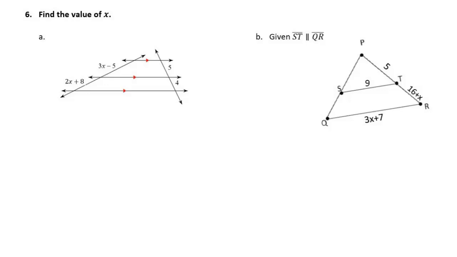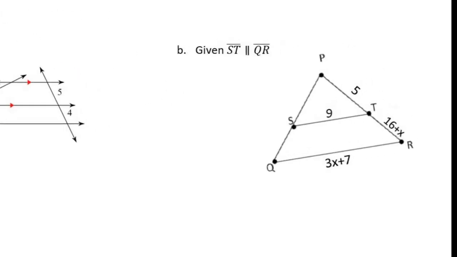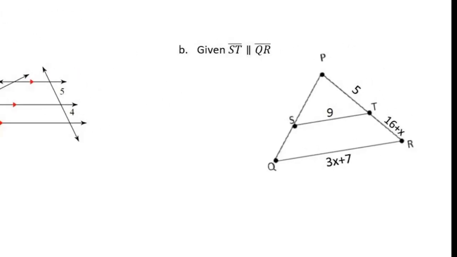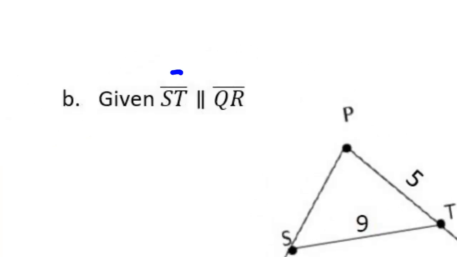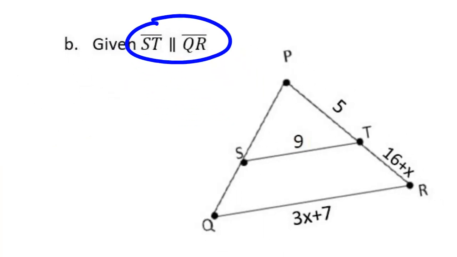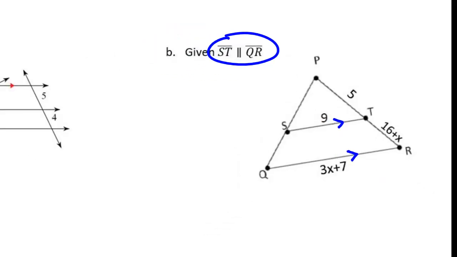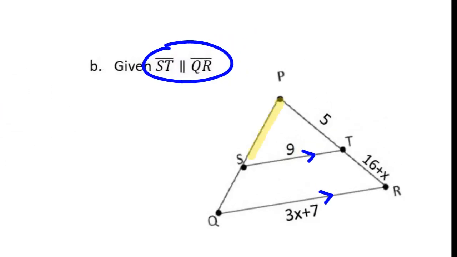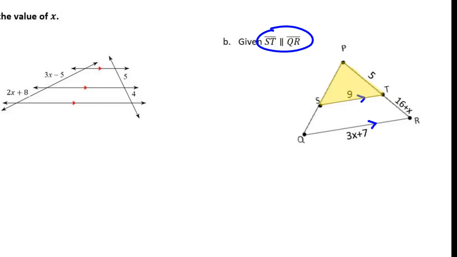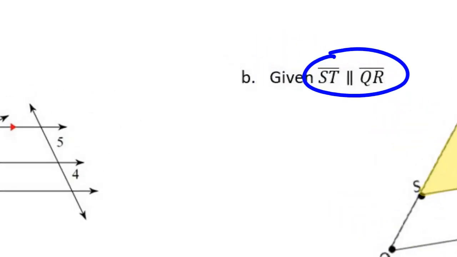So there was a problem fairly similar to this on the skills check. We know in number 6, part B, that segments ST and QR are parallel, so I'm going to mark them with parallel markings. And that creates for me two triangles in the picture. We have this little triangle up here, and then we have the larger triangle. So let's look at those two triangles separately.